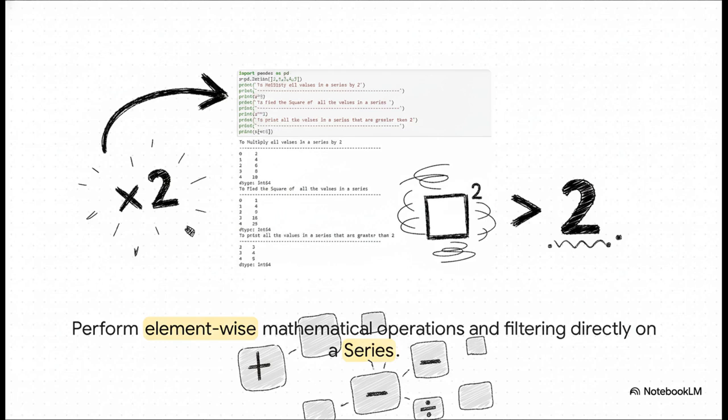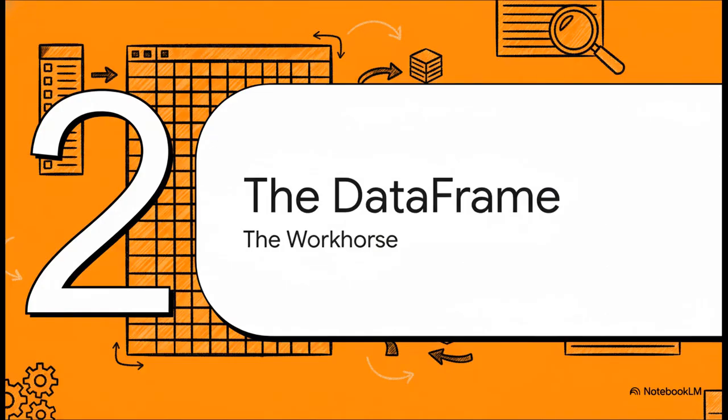And this is where the real magic happens. Unlike a normal Python list where you'd have to write a loop, with a series you can perform math on the whole thing all at once. You can see here we're multiplying every value by 2, squaring every value, and even filtering to find values greater than 2, all with these simple one-line commands. It's so powerful.